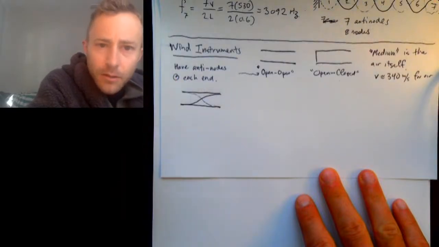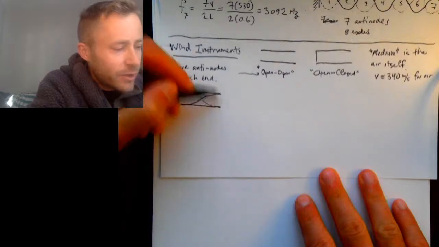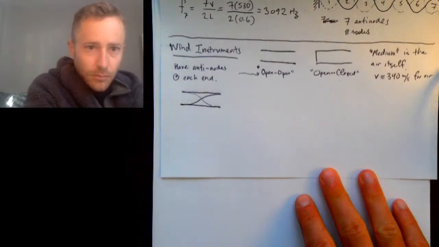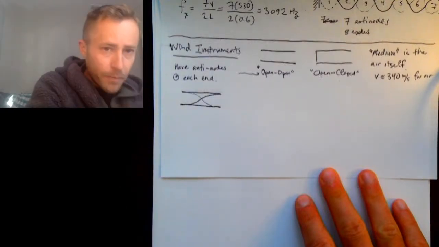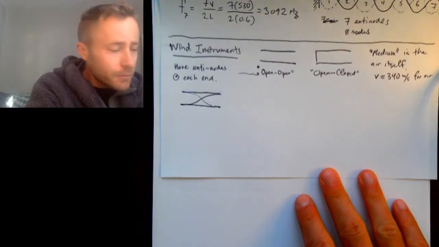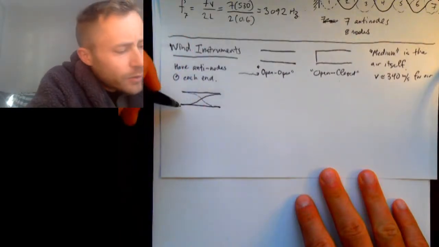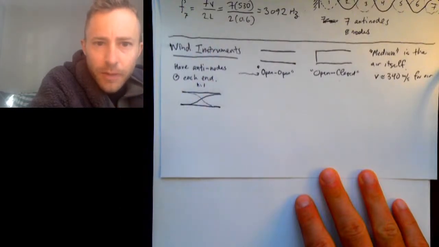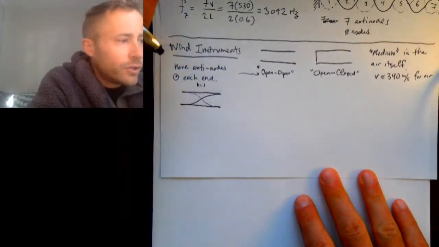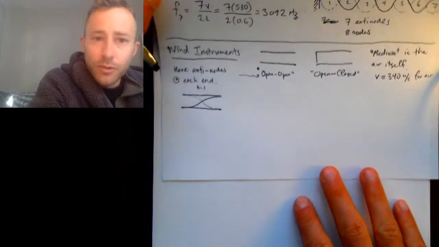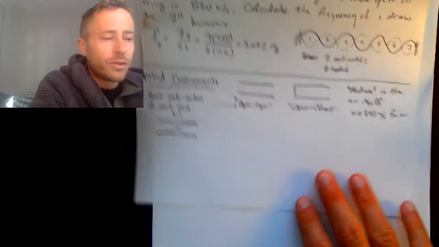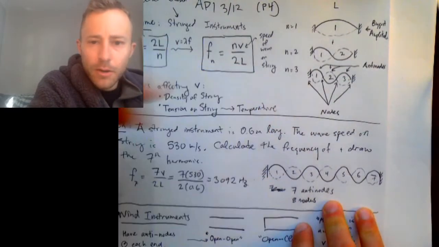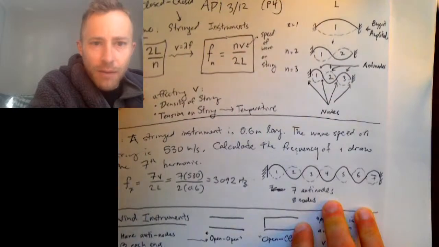Okay? Looks like that. So here it has an antinode here and an antinode here, and then there's a node in the middle. All right? So this is the n equals 1 harmonic, the first harmonic. So again, just like with closed instruments, to go to the next harmonic, you add a football. Okay? You add a football.